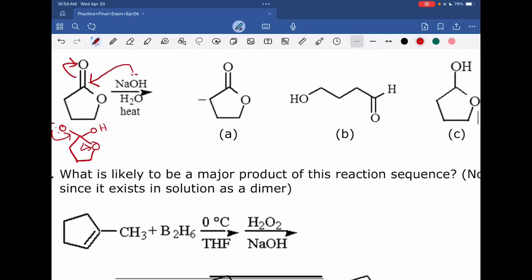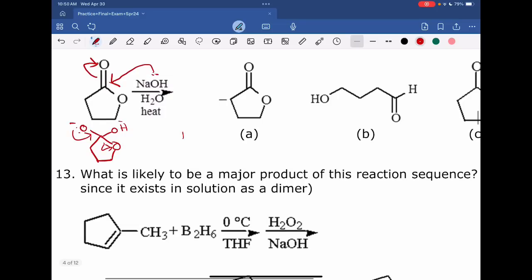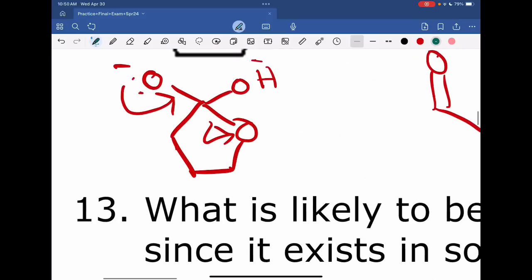But basically, you should be opening this ring. So you're going to get a carboxylic acid. Oh, let's number the carbons, by the way. Whenever you do ring openings and closures, it's super useful to number carbons.